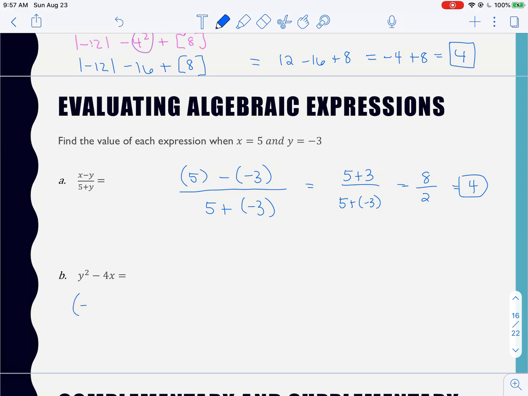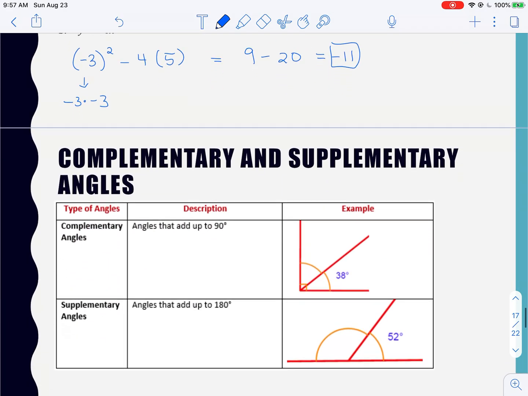Okay. B, make sure you put it in parentheses when you plug in. So it's going to be negative 3 squared minus 4 times 5. Negative 3 squared means negative 3 times negative 3. A negative times a negative is a positive. We're probably going to review that next class. So this is going to be 9 minus 20, which would give me negative 11.